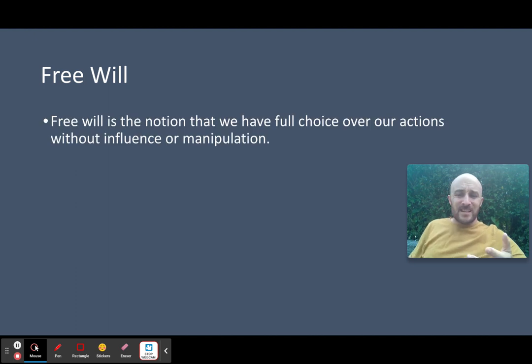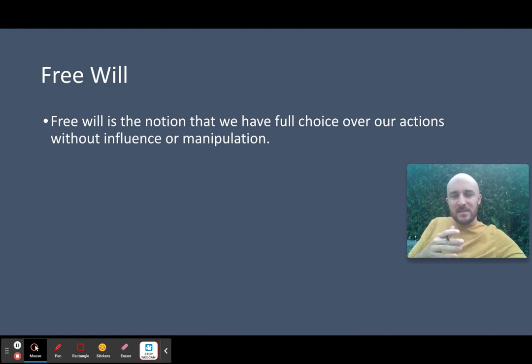So free will is essentially this, right? That we have full choice over our actions. Some of you will believe in free will. Maybe you don't think we've got full choice, and to be honest, I don't really think anybody nowadays believes we have full free will in all behaviors.